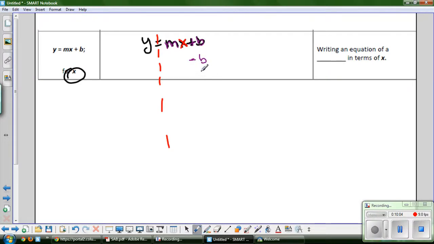mx carries down. We haven't dealt with that yet. B is cancelled. Y minus b, unexecutable, but we can represent it. Step 2, must get rid of the m because we're trying to solve for x. It's being multiplied, so certainly I'll divide both sides. I'm left with the x on the right, y minus b over m on the left.